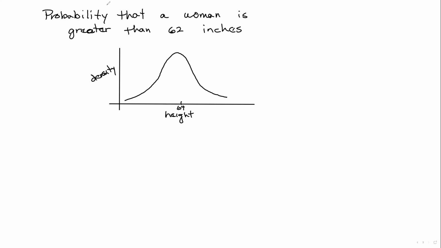Then for the probability that the woman is greater than 62, just pick a spot over here, put 62, and draw a vertical line. Then we want to find the area over here. I'm going to do the best I can to shade this. Can't really do shading with a writing tablet, but the idea is we want to find this area. The shaded area is the desired probability.